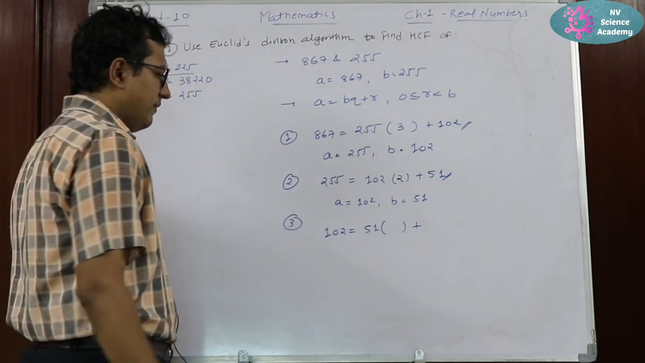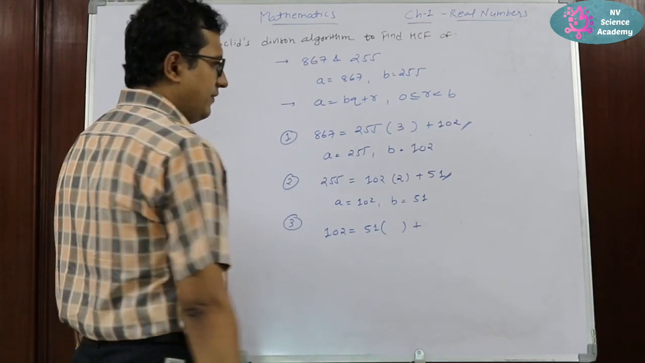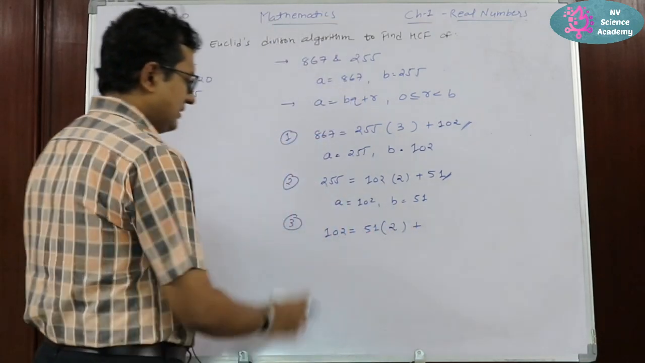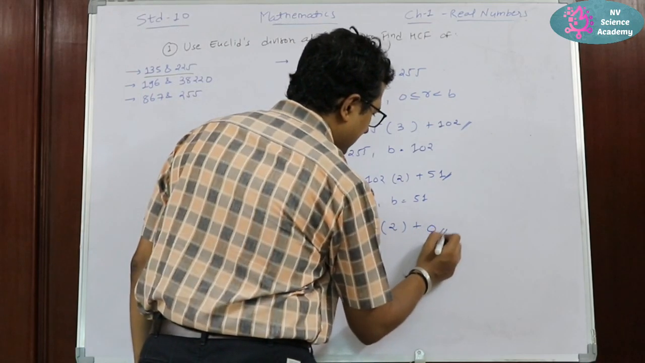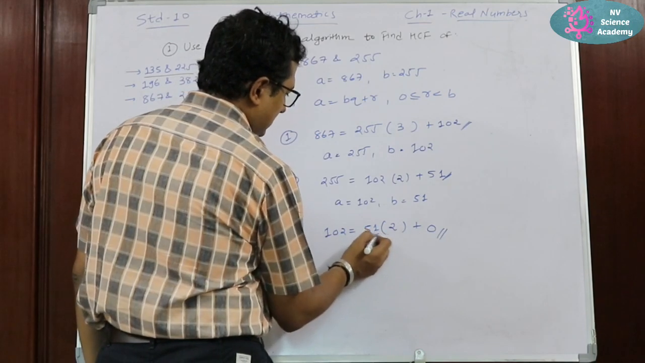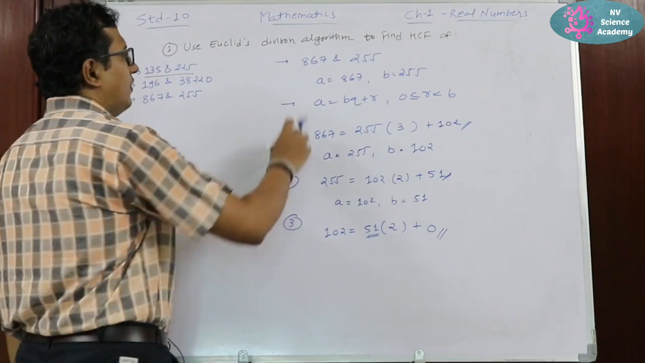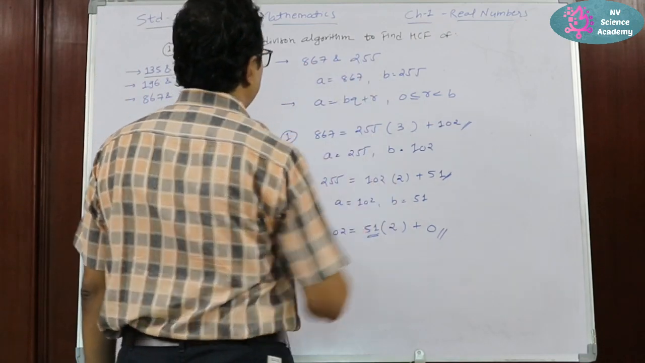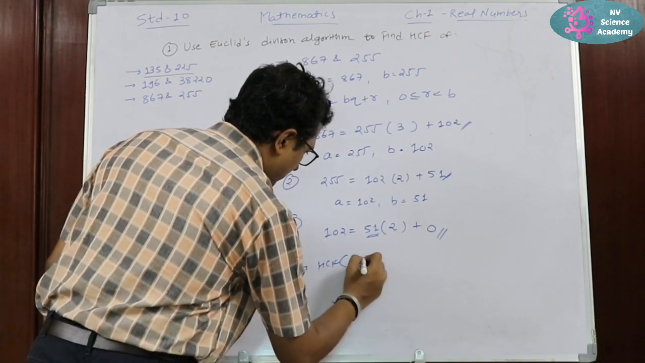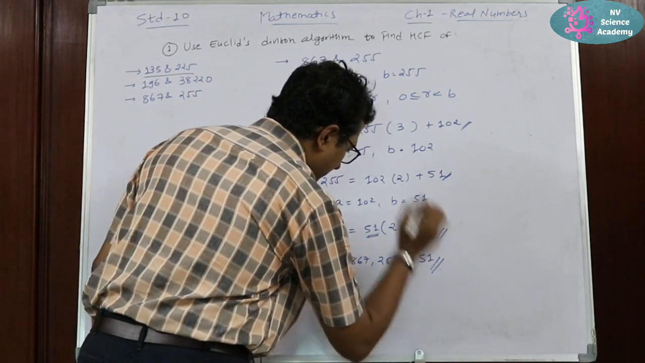So now what will be the value of Q and R? We know that when we multiply 51 by 2 we will get the answer 102. So I am going to multiply it by 2. Answer is 102. It means the remainder is nothing but 0. So this time the remainder is 0. It means the divisor in this step, that means 51, is the HCF for 867 and 255. So here the HCF of 867 and 255 is equal to 51.